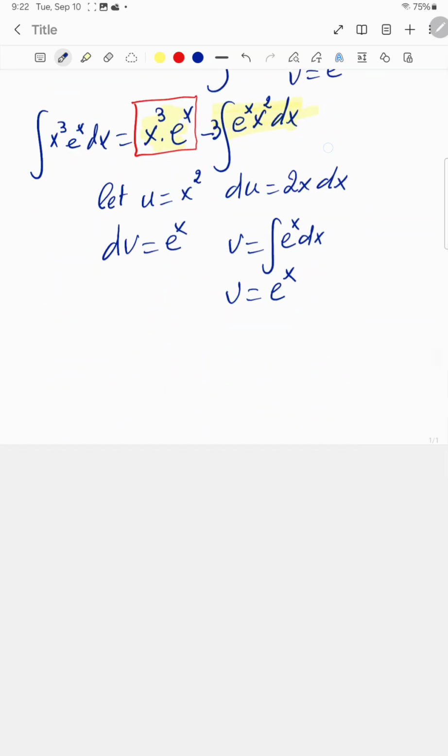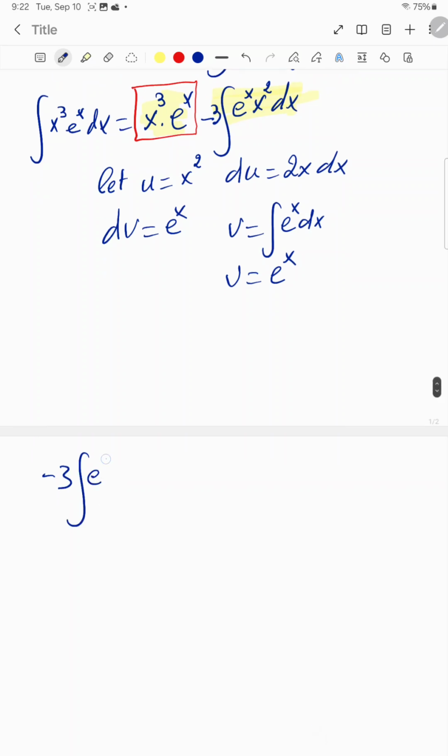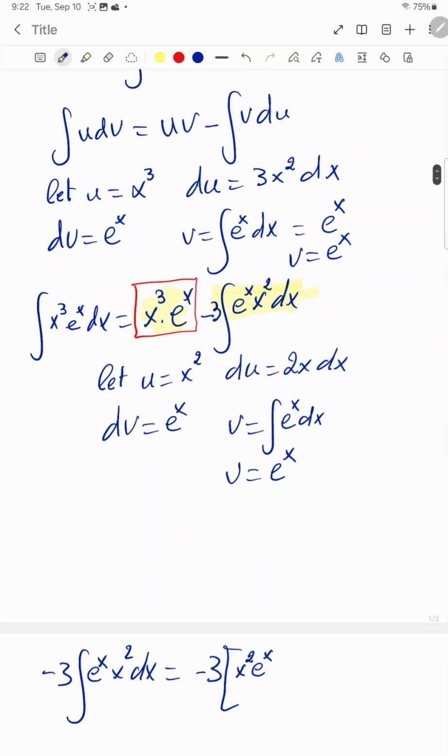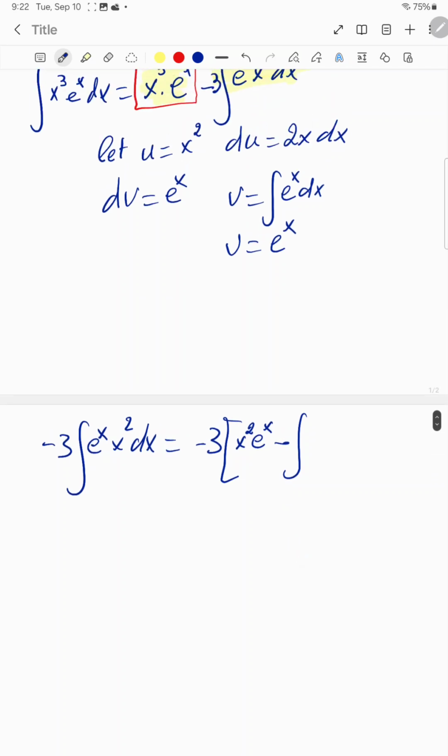So minus 3 integral of e to the power of x times x squared dx is equal to minus 3, and I open a big parenthesis. It is u times v, which is x squared times e to the power of x, minus integral of v du, minus integral of my v, which is e to the power of x, and my du, I will put the 2 here, it becomes x dx, and I close my parenthesis.